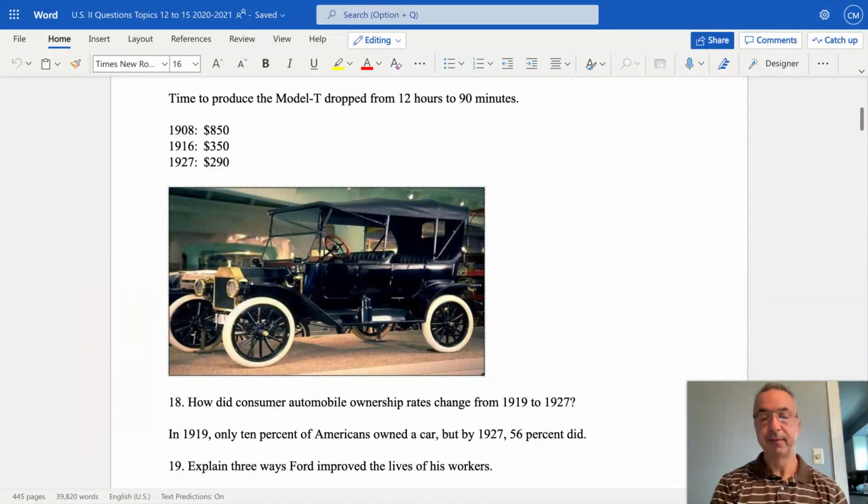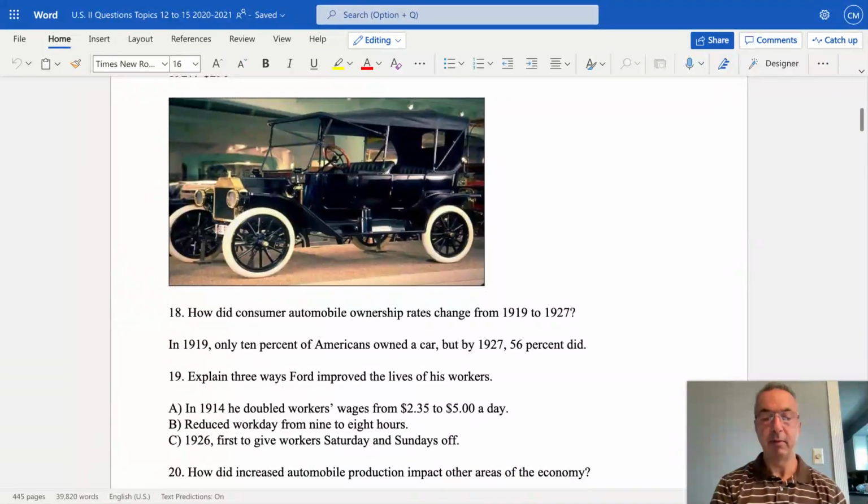19, explain 3 ways Ford improved the lives of its workers, and we kind of alluded to the wage increase before. He was treating them basically with a little bit more respect. In 1914, he doubled wages from $2.35 to $5 a day. He reduced the workday, instituting the first 8-hour workday, which is kind of the traditional workday today. 1926, he gave workers Saturdays and Sundays off, which obviously is what we have today, the traditional weekend off from a traditional 40-hour work week.